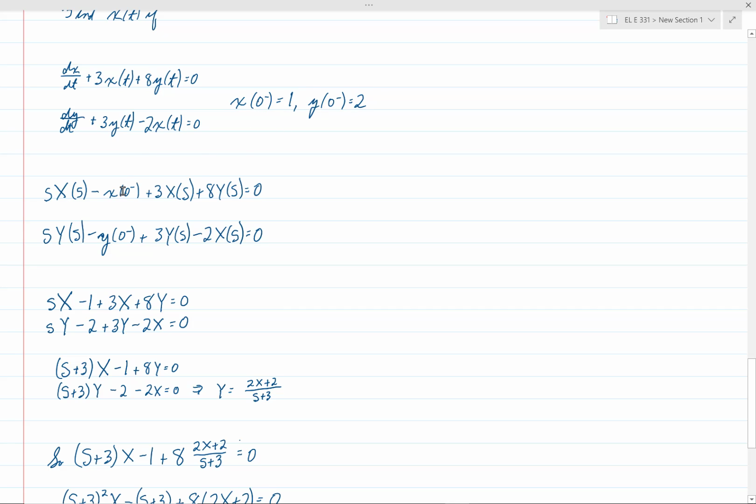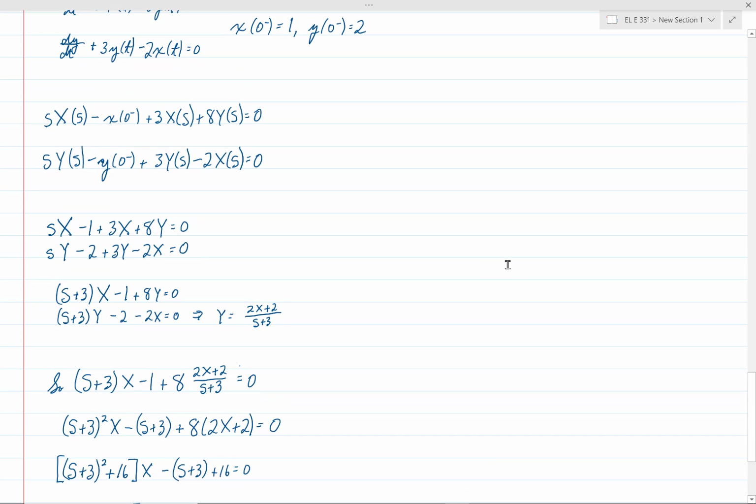We will plug those values into these two equations, and we'll get this. Notice that in these two equations, I have now dropped the argument of s everywhere just so that it's easier to write. But you should remember that capital X and capital Y represent Laplace transforms.